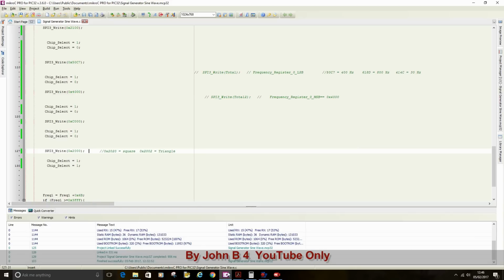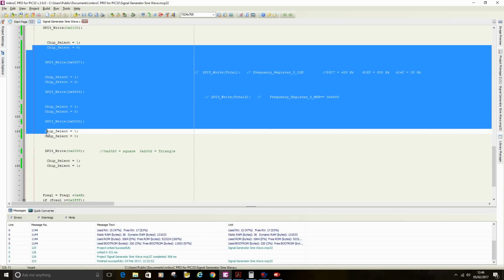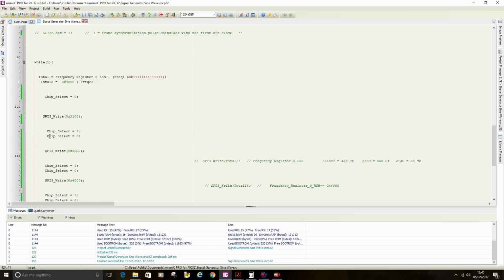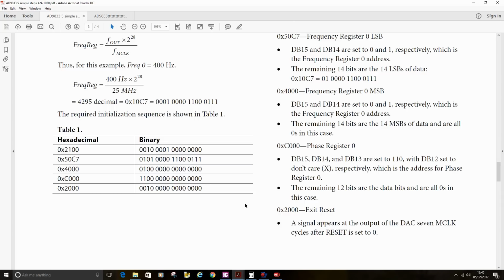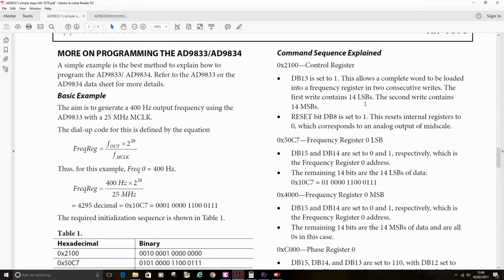If I pull up the scope until I get my camera out, I'll show you what I've got. So you think, simple, just write those commands. So what I was saying about the datasheet being a bit ambiguous, or how I construed something, this allows a complete word to be loaded into the frequency register in 2 consecutive writes.